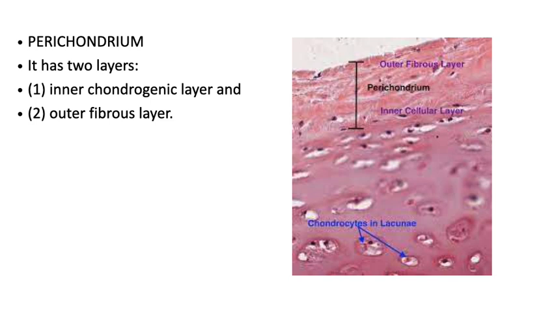Perichondrium. If you can see here in this diagram, the outer layer is the perichondrium. This perichondrium has two layers, the outer fibrous and the inner cellular. Inner cellular means chondrogenic. That is, there are cells over here, it gives rise to cells. This layer is responsible for the appositional growth.